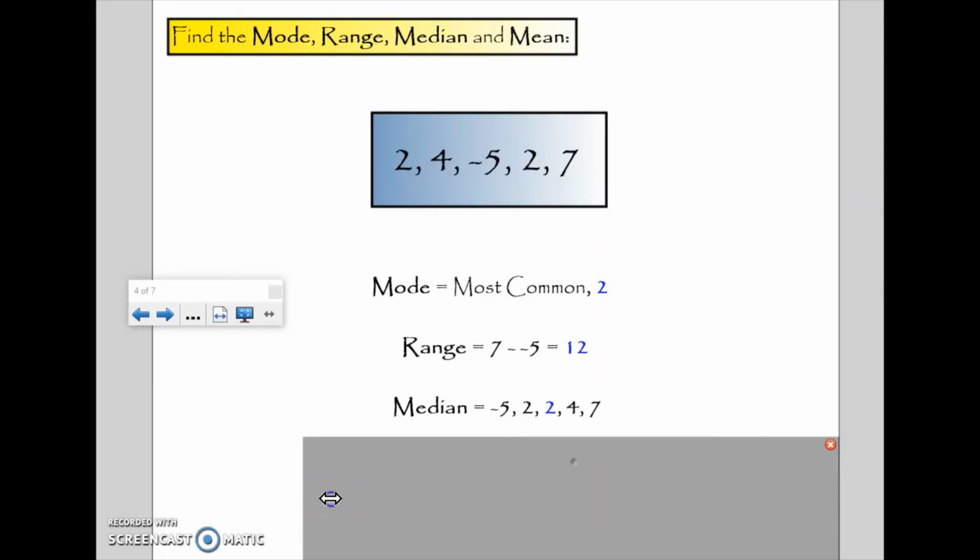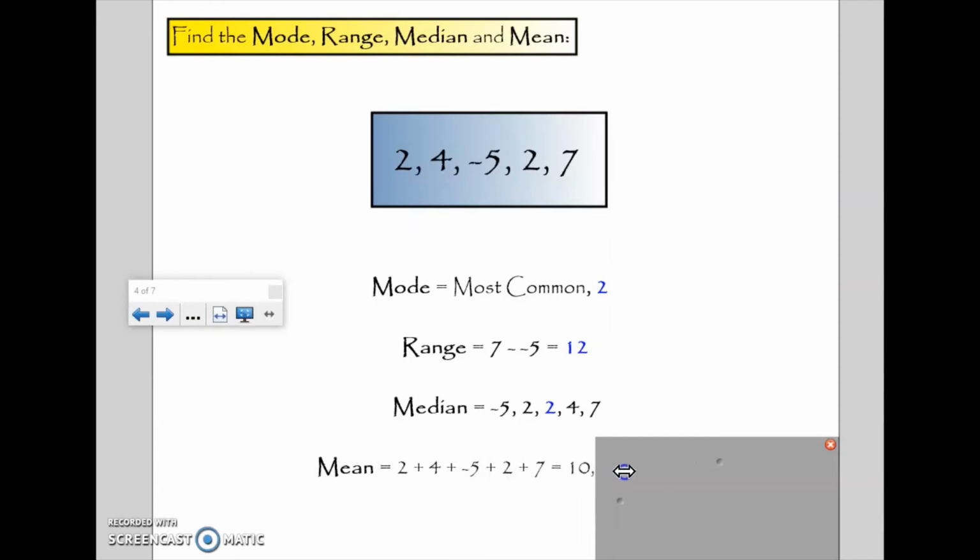To work out the mean, we add the values together. -5 is included, of course. We add them together to get a total of 10. We divide by how many numbers are in the data set, which is 5. Telling us that we have a mean of 2.